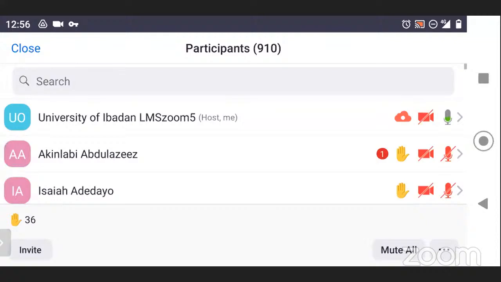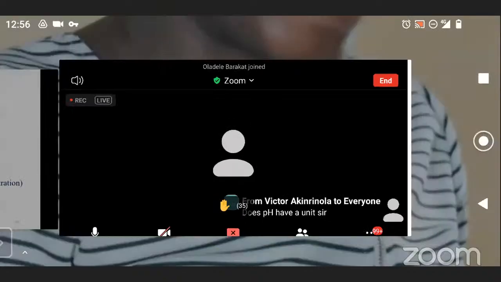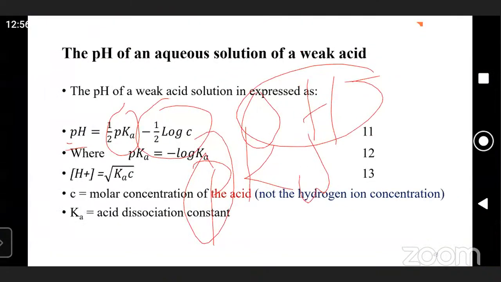Okay. All right. So Taiwo has asked a very good question. Let's go back to the slide and look at it. His question is this: if the degree of dissociation is not 1, that is, if it's not 100%, which equation are we going to use? Maybe it is 5% or 7%, or possibly 45%. How are you going to decide which equation we are going to use?